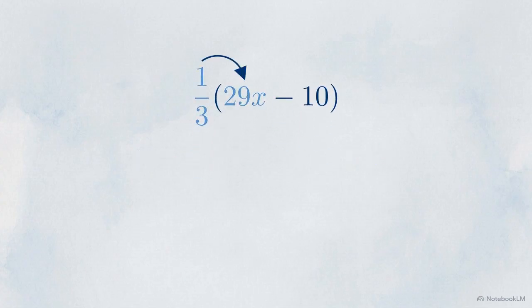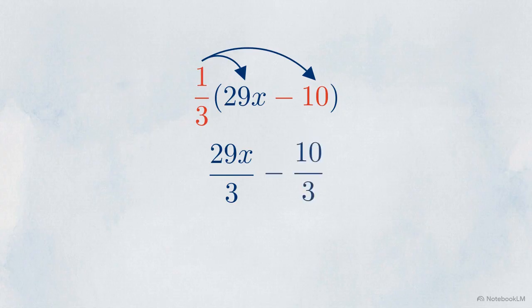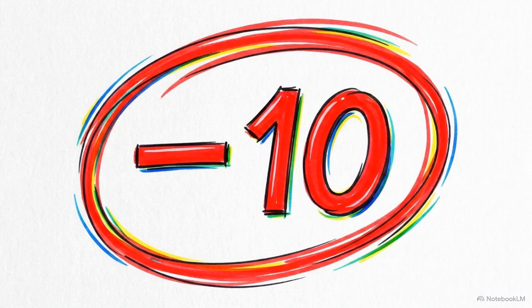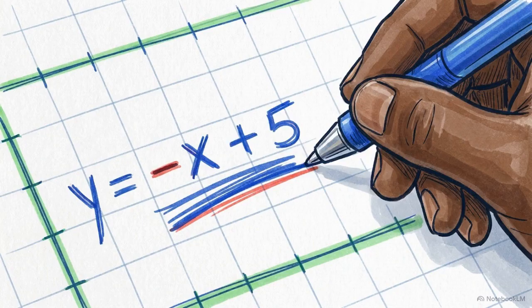We distribute the fraction by multiplying 1/3 by 29x, giving us 29x over 3. Next, we multiply that same 1/3 by -10, resulting in -10 over 3. Be very careful here. Make sure you keep that negative sign in front of the 10. Expanding these brackets methodically is your foundation. Missing a single sign during distribution will throw off your entire final answer.